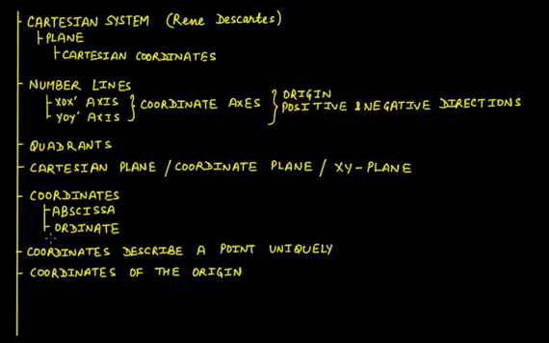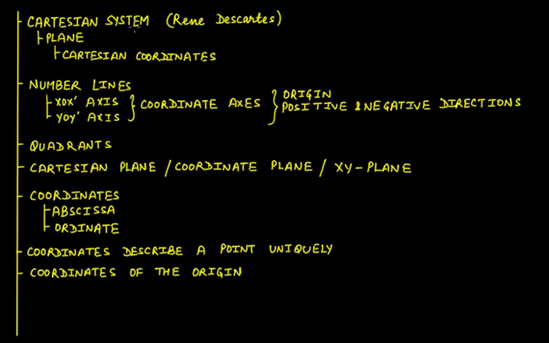Let's begin our discussion on coordinate geometry. Now, we have to discuss all these points in coordinate geometry, and I have written them so that I don't miss any of them. The first point that we have to discuss is: what is the Cartesian system?